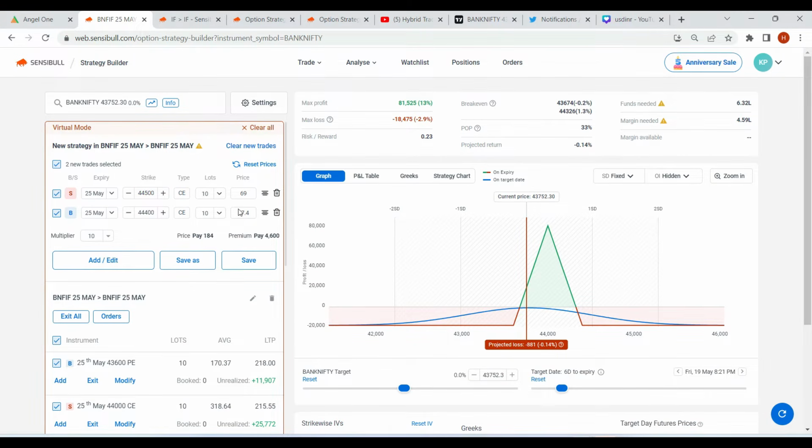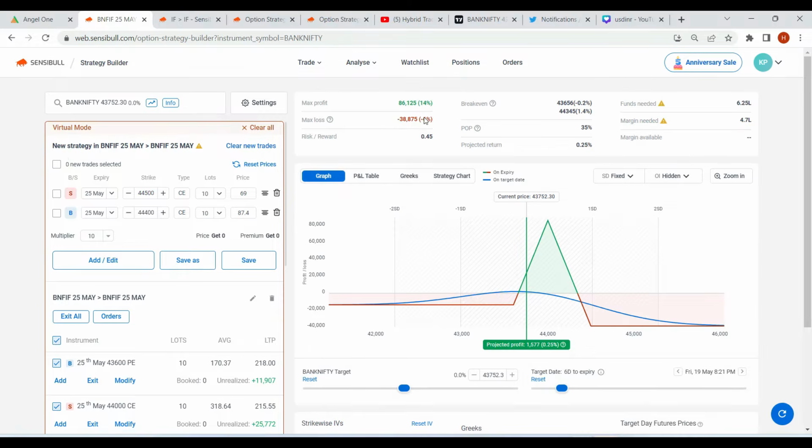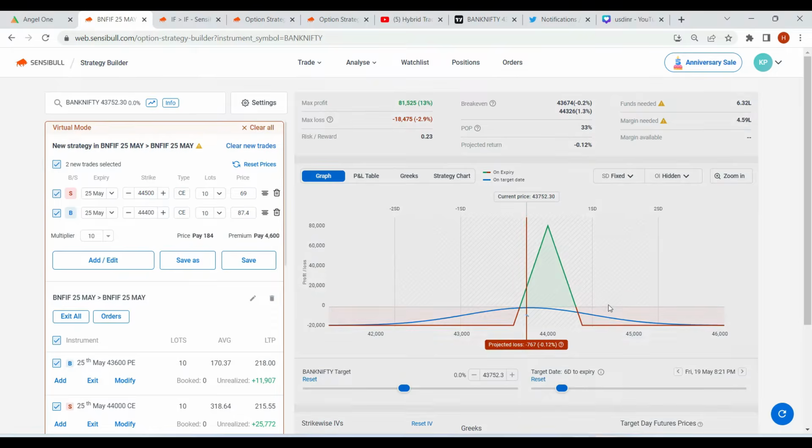I'm just giving 87 minus 67, almost just 17 rupees, right? By just giving 17 rupees, I've brought the loss to 18,000 from 20. What was the original loss? The original loss was 38,000. From 38,000 loss, I'm able to bring the loss to 18,000 by just paying a premium of 17 rupees, guys.